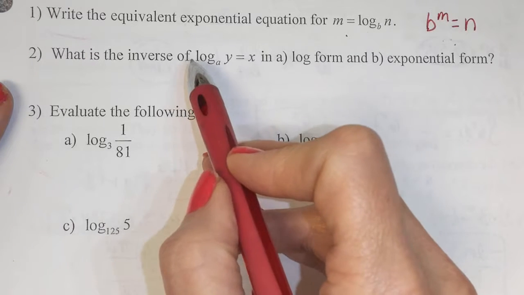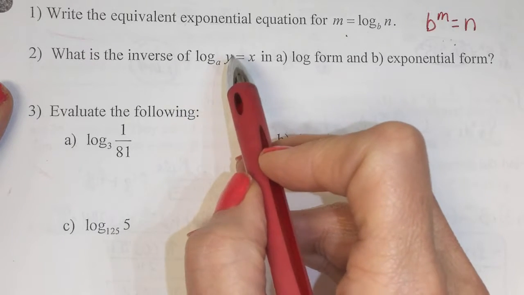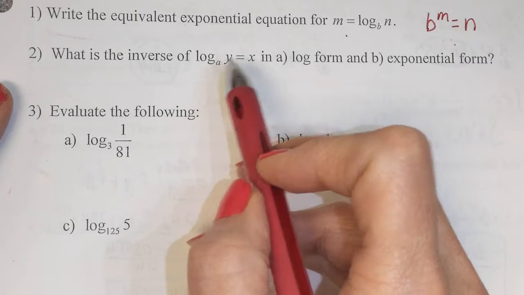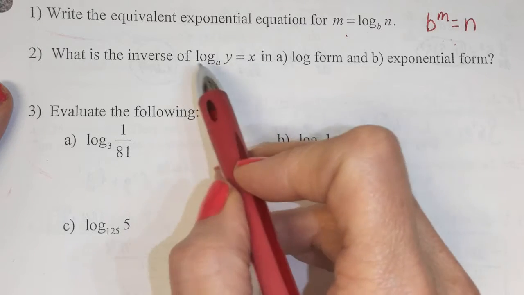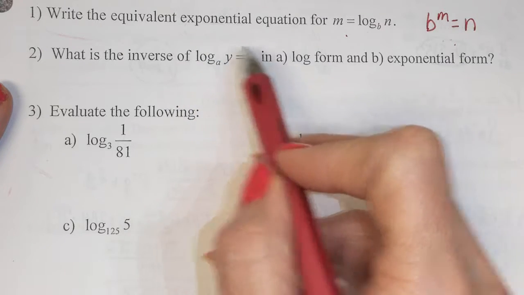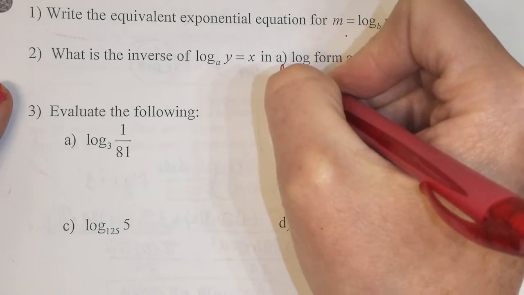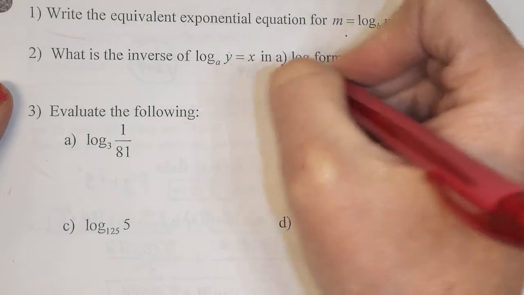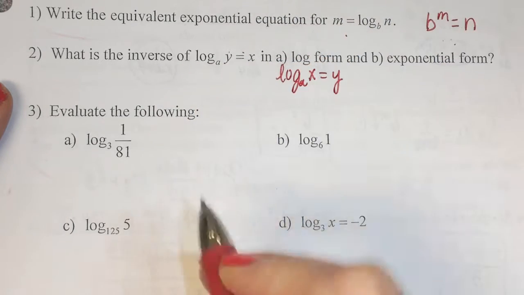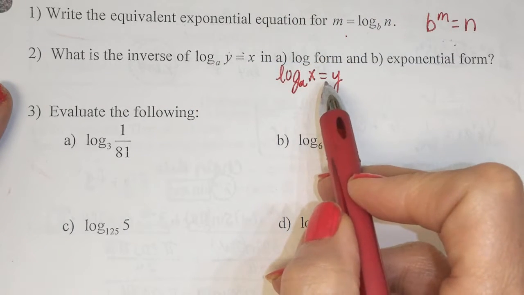If we're asked to find inverses, then we have to switch x and y. x becomes y, y becomes x. So if I want the inverse of this in log form, all I do is log base a, I switch y to x, x to y. So that would be the inverse in log form.